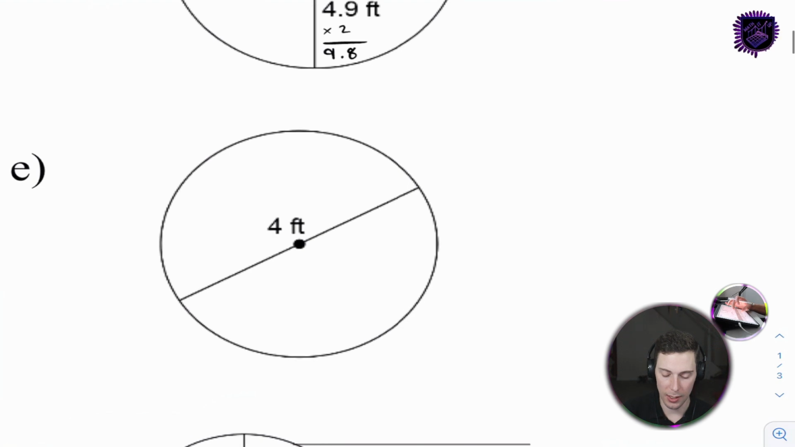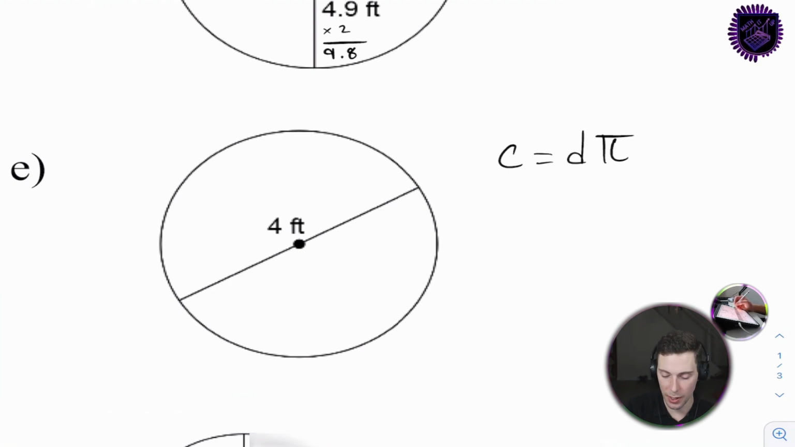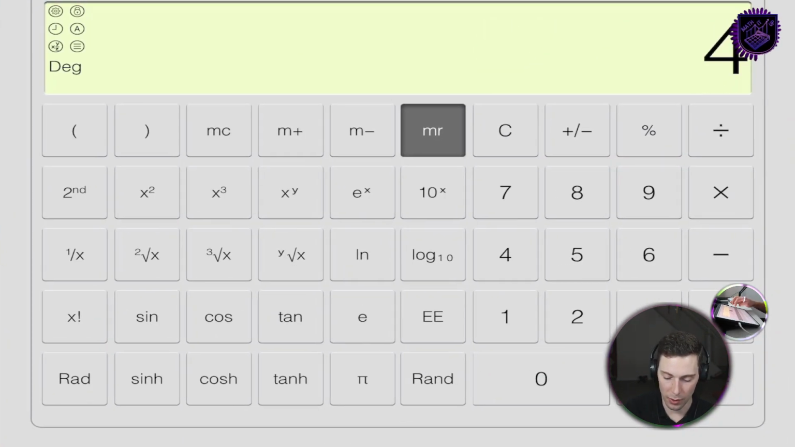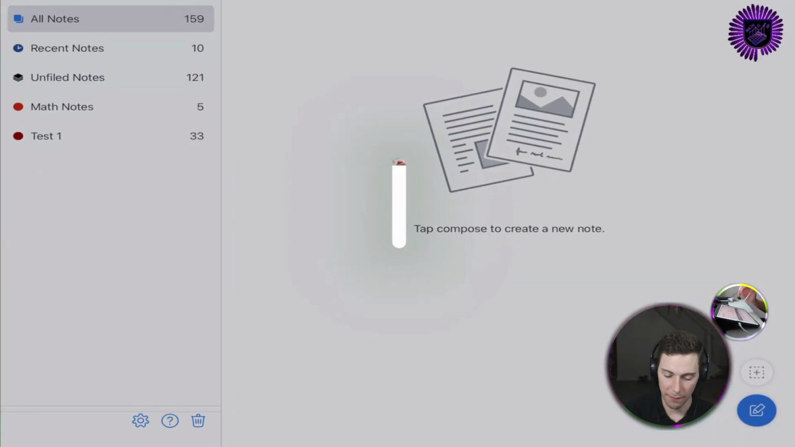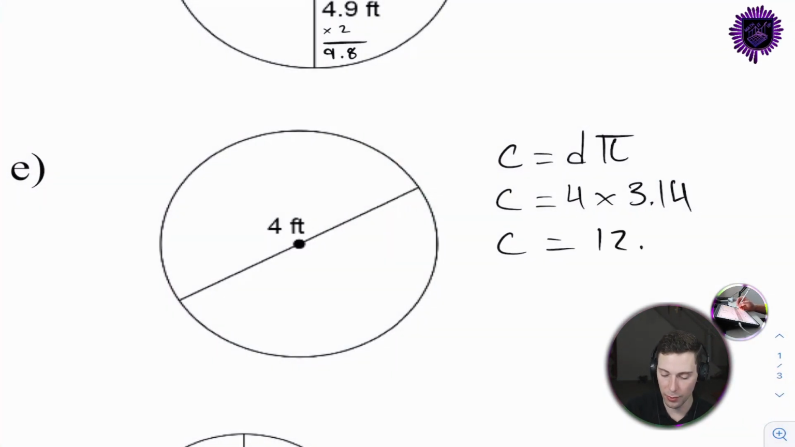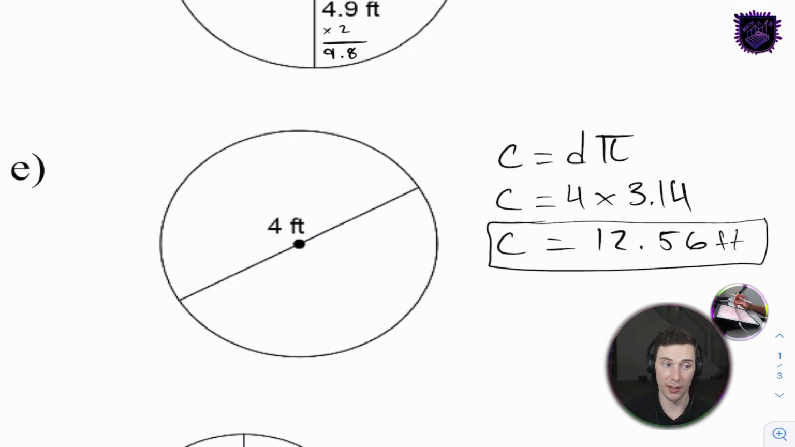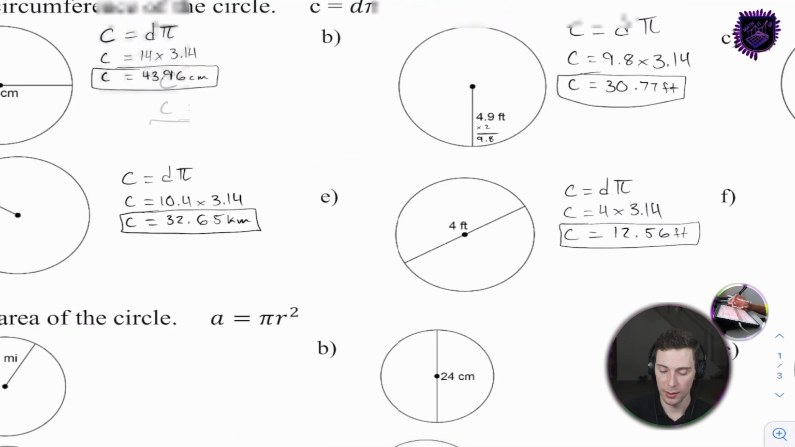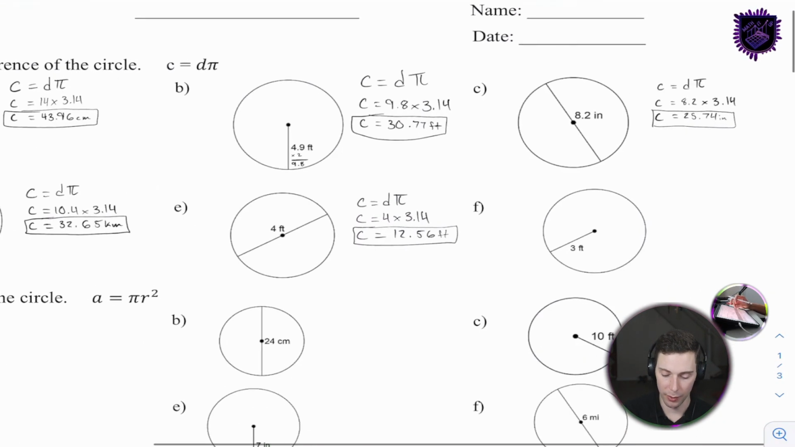And number 1E, 4 feet, and it gives you the diameter, so we already have it. Circumference is equal to diameter times pi, which is equal to 4 times 3.14. That's 12.56. Circumference is 12.56 feet. Important to have that unit of measurement attached there.